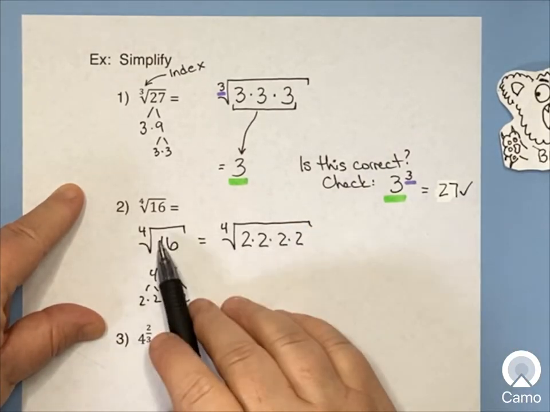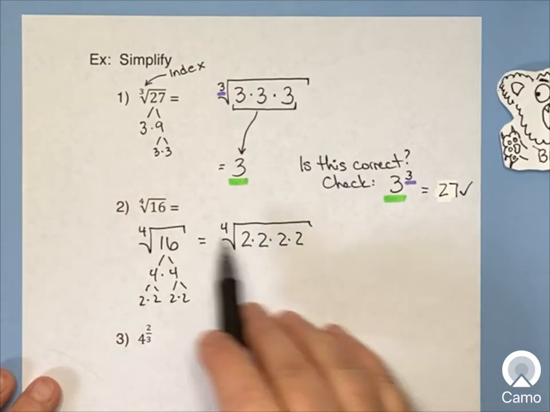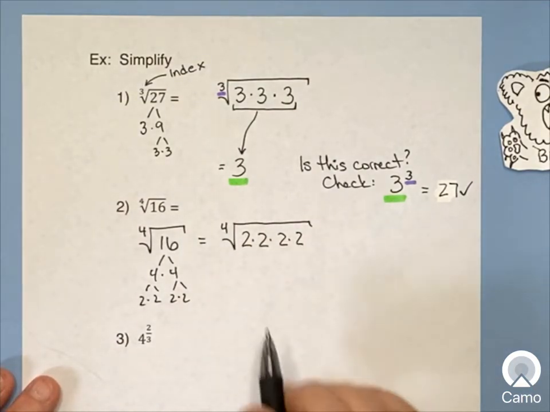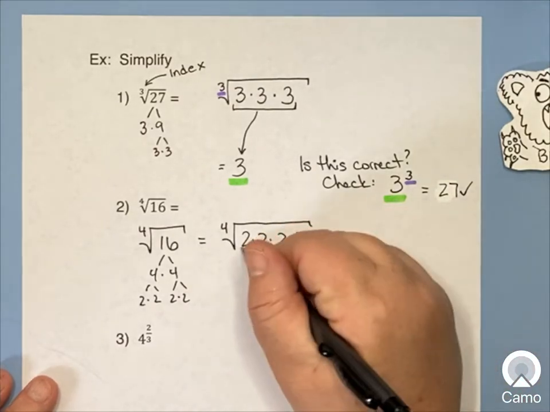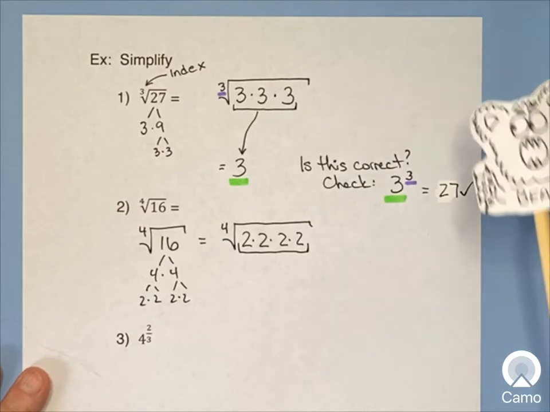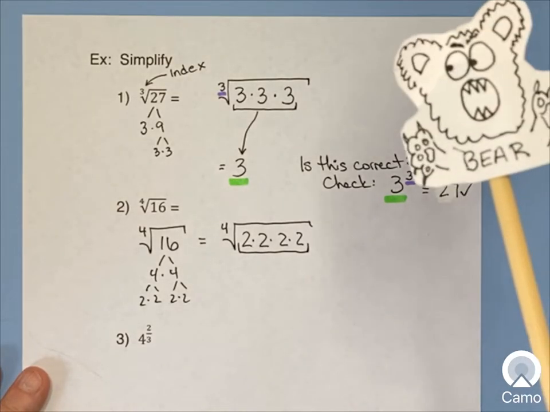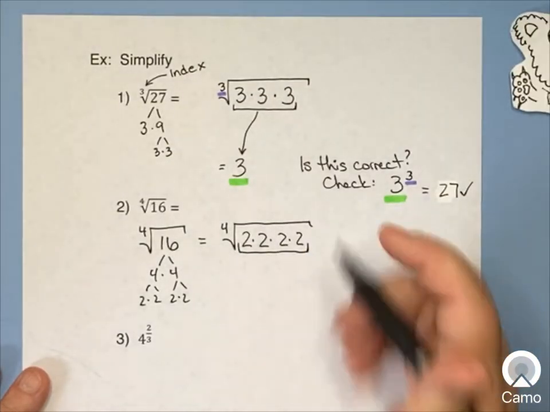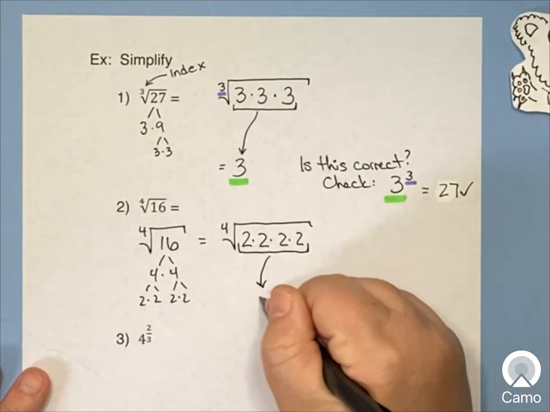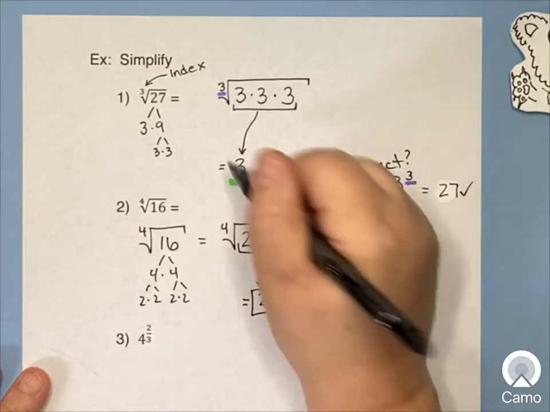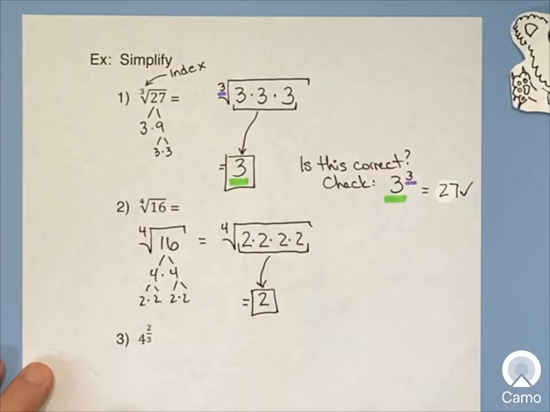So 16, I broke it down, and 4 tells me how many of the numbers have to go running. So in this case, 4 of them have to go running. It's the whole thing. 1, 2, 3, 4. They all go running, and Mega Monster 4th root bear comes, and only 1 makes it out. And so that's the answer. I should box this one so it's clear.